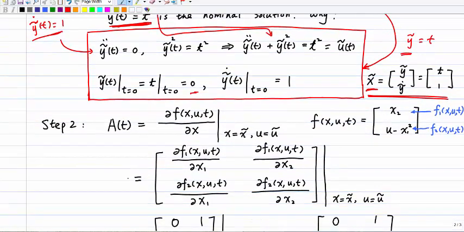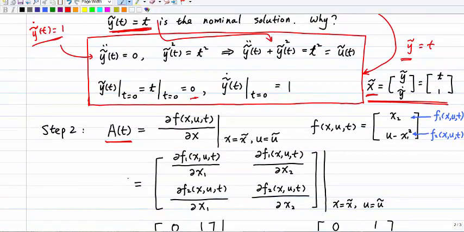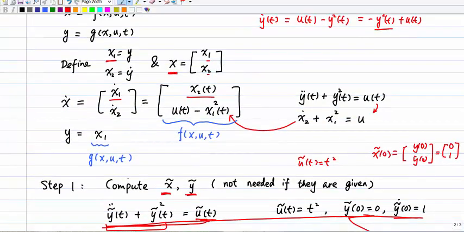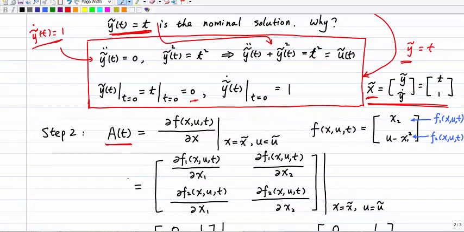For step 2, I just need to do the partial derivative. So step 2 is A(t), the partial f over partial x. I can consider this as my f function, and f has two components. So we have two functions, f1 and f2. f1(x,u,t) is just x2. And f2(x,u,t) is the function given by u minus x1 squared. That's the two functions I have.